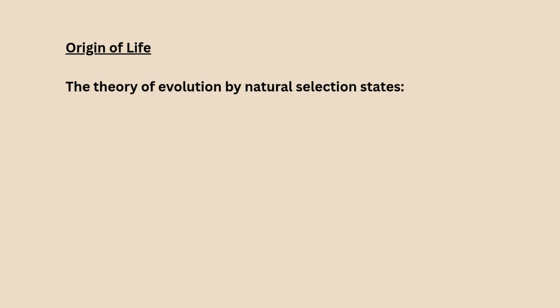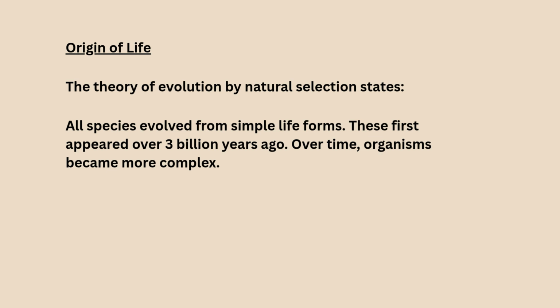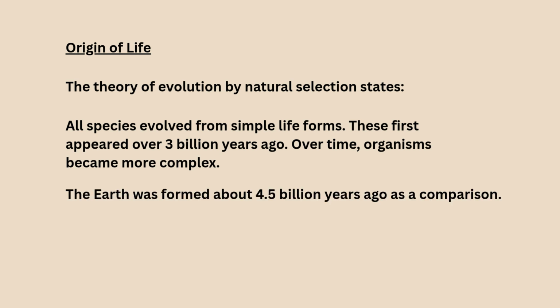Origin of life. The theory of evolution by natural selection states all species evolved from simple life forms. These first appeared over 3 billion years ago. Over time, organisms became more complex. The Earth was formed about 4.5 billion years ago as a comparison.